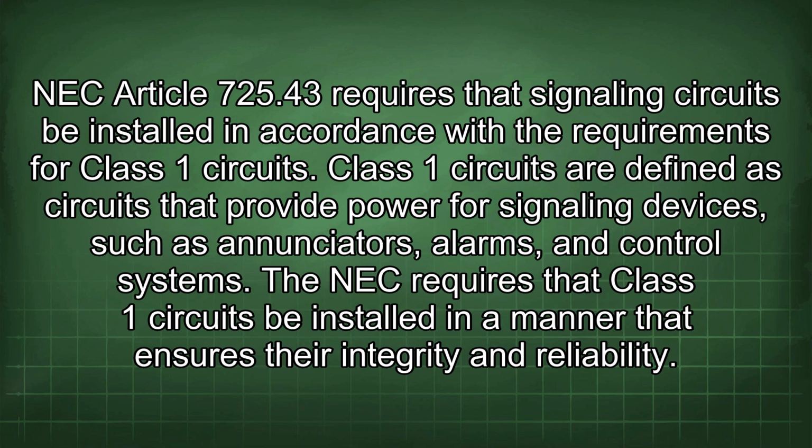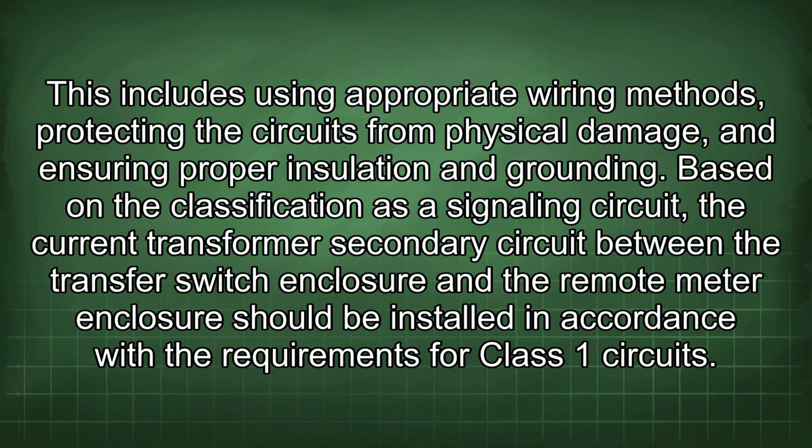Class 1 circuits are defined as circuits that provide power for signaling devices such as annunciators, alarms, and control systems. The NEC requires that Class 1 circuits be installed in a manner that ensures their integrity and reliability. This includes using appropriate wiring methods, protecting the circuits from physical damage, and ensuring proper insulation and grounding.